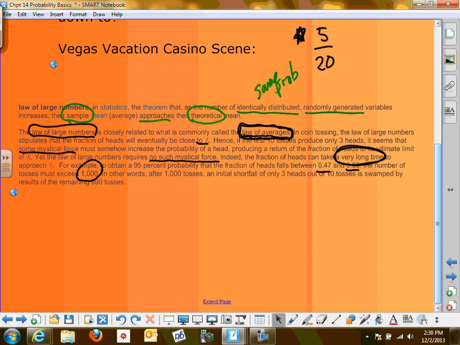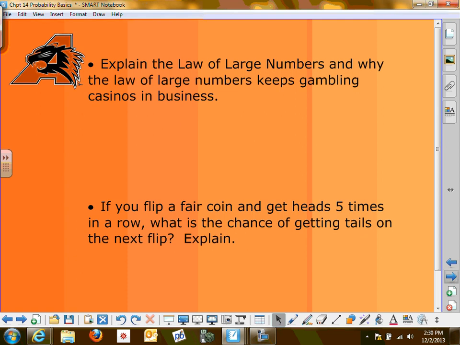So, in essence, think about this. I want to talk about the law of large numbers and how the law of large numbers keeps gambling casinos in business. How does the law of large numbers keep gambling casinos in business? We're gonna go beyond. No, we're talking straight pure numbers game. Why is the house always winning? Byron says the house is always winning, and I want to know why that's the case.